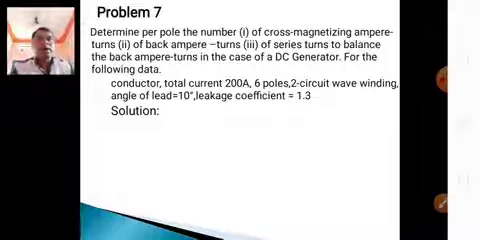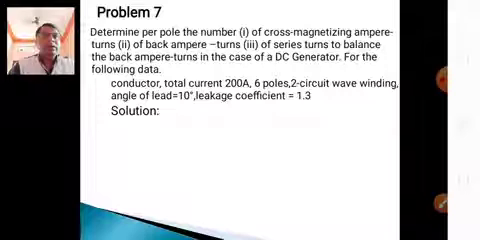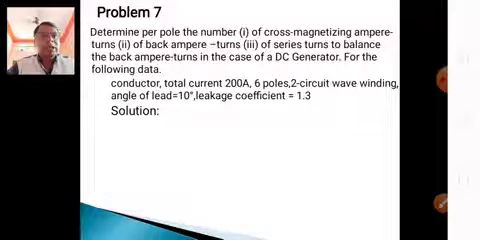So first we have to find the value of cross magnetizing ampere turns and demagnetizing ampere turns and the series turns to balance back ampere turns. So series turns to be added to demagnetize the ampere turns in the case of DC generator. So the following data is given. So first, what is the cross magnetizing ampere turns?